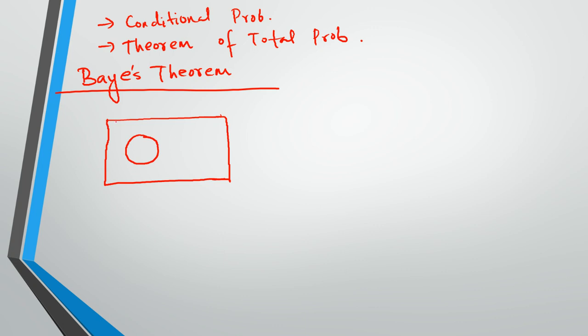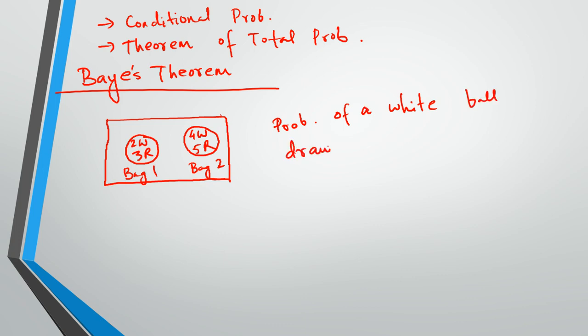Let's say this is a sample space S where there are two bags, bag 1, bag 2. Okay, so bag 1 has 2 white balls and 3 red balls. Bag 2 has 4 white balls and 5 red balls. Okay, so what is the probability of a white ball drawn from these bags?